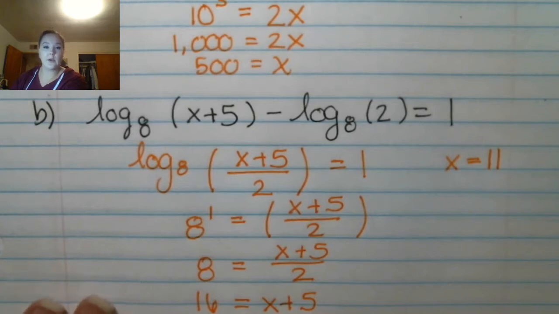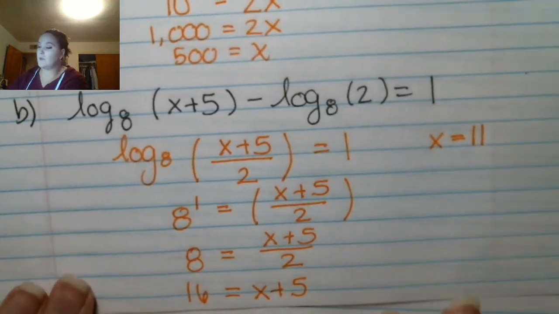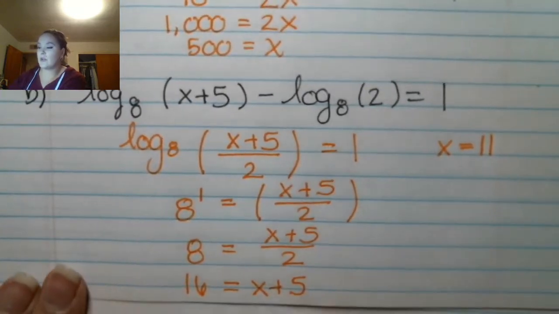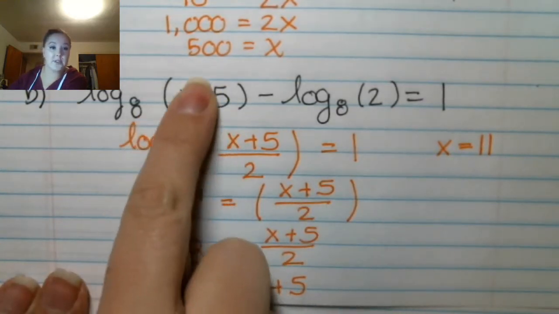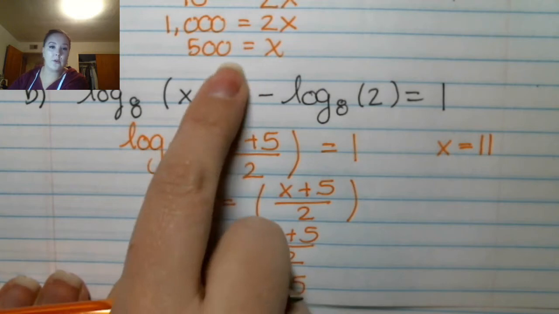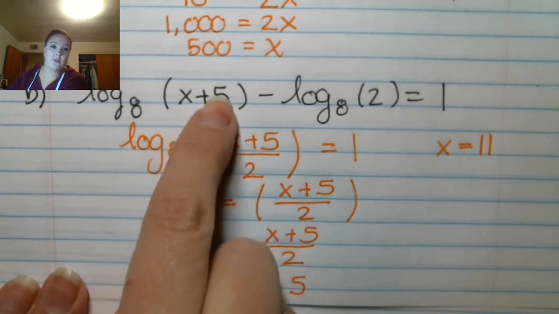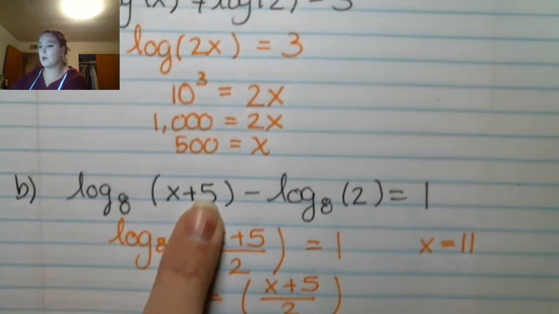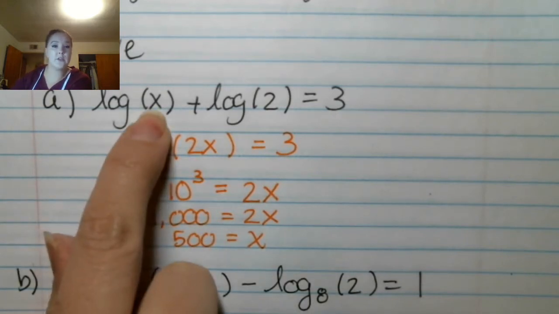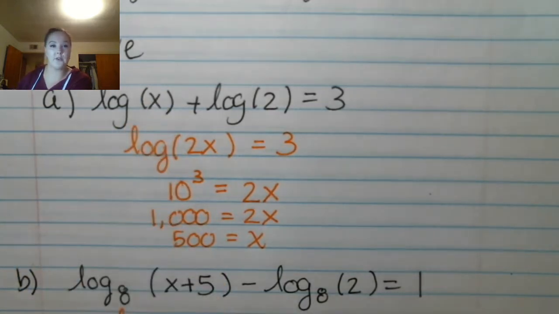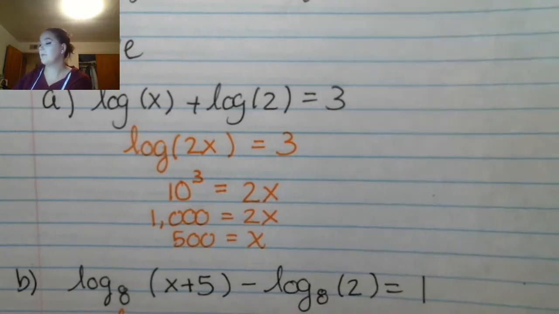I just want to really quickly show you that we are checking for extraneous solutions. So if you plug in 11 here, you get 11 plus 5, which is 16. And it is totally fine to plug in 16 to log because it is a positive number. We have the same thing here. We're plugging in 500 to log, which is fine because 500 is positive.